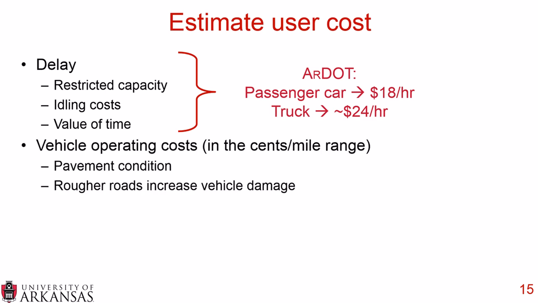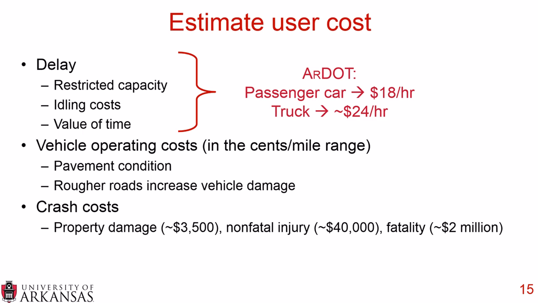In addition to delay, there are vehicle operating costs, and all of the costs I found for vehicle operating are somewhere in the cents per mile range. So it's anywhere from 25 to 75 cents a mile, so this depends on the work zone length. Vehicle operating costs change with pavement conditions, and in general, rougher roads increase vehicle damage, therefore rougher roads increase vehicle operating costs. And then the biggest ticket items are accident or crash costs.